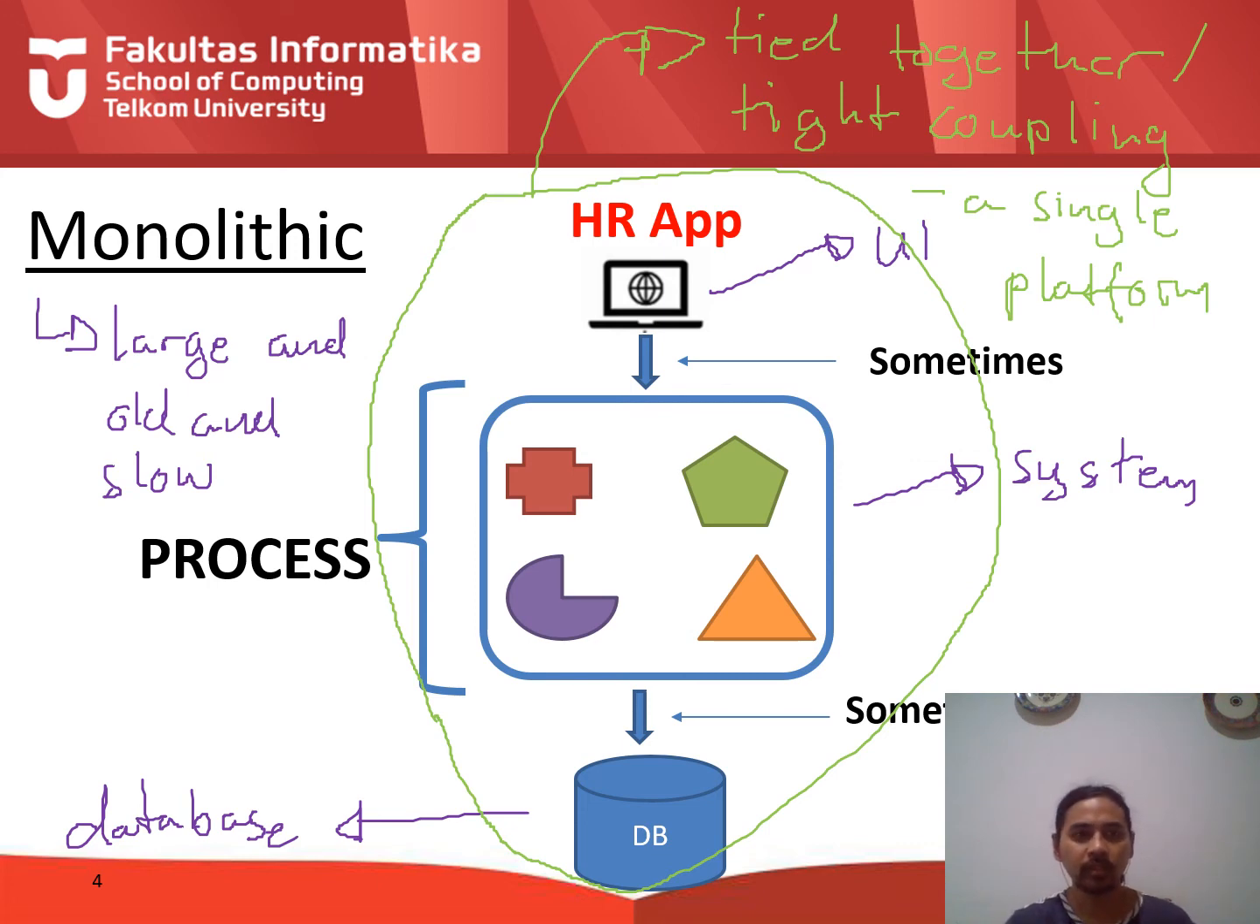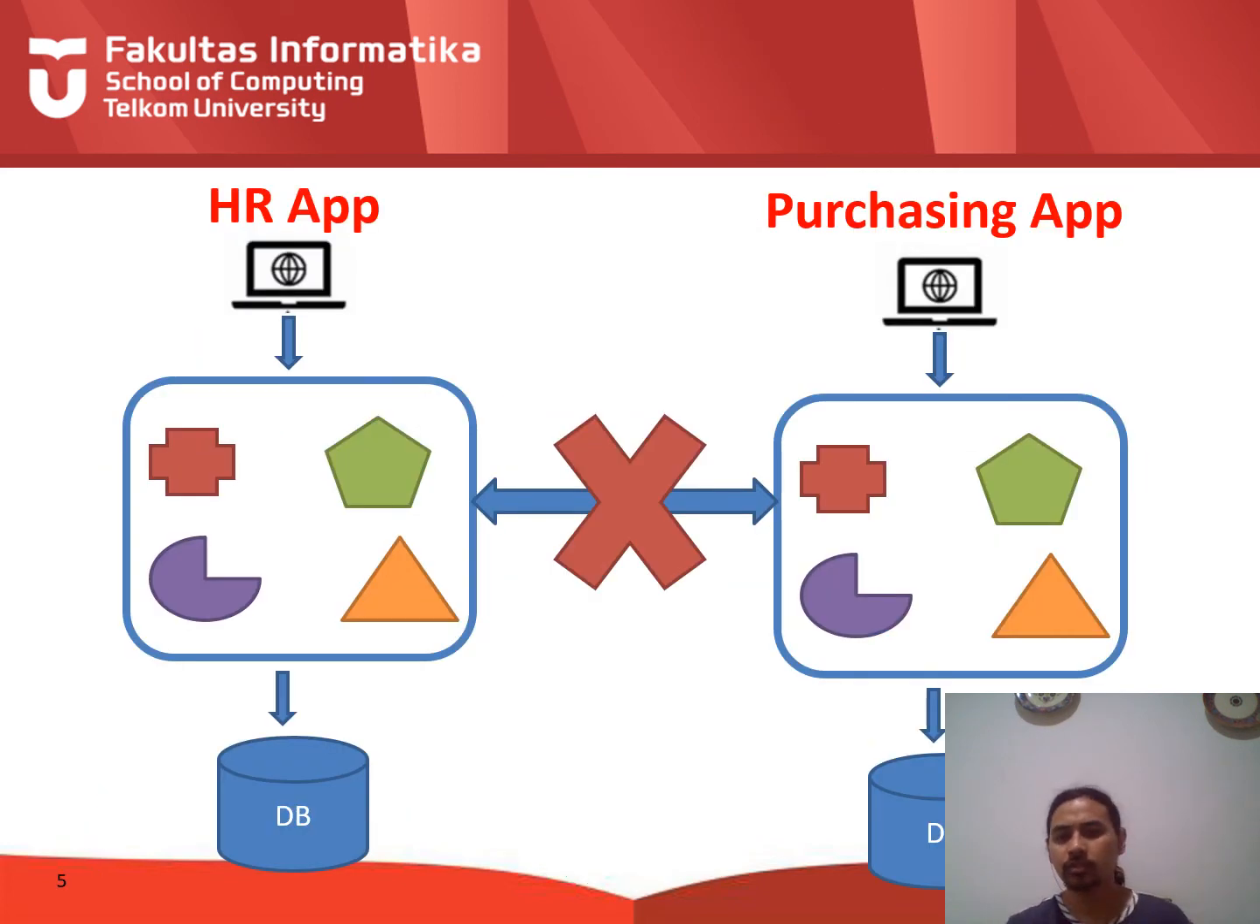So I'll show a picture. In an IT enterprise, usually you have many parts or many systems. For example, in Telkom University, we have a human resource application and we have a purchasing application. If both of them are monolithic, what the illustration tries to tell us is that because they are tightly coupled and all have the same platform, they have difficulties in communicating with other applications. So here the picture is trying to tell us that the human resource application cannot communicate with the purchasing application, and that's the main problem of a monolithic system.